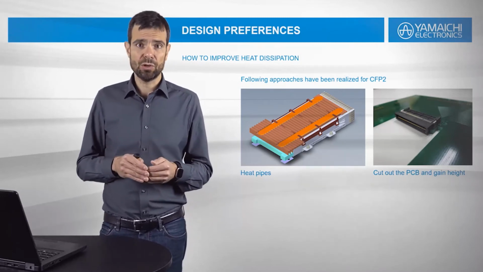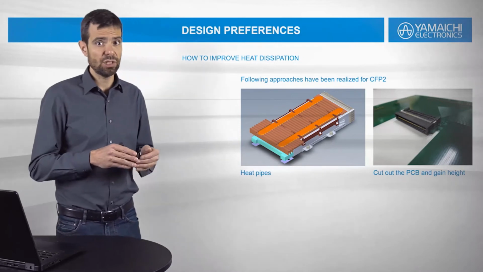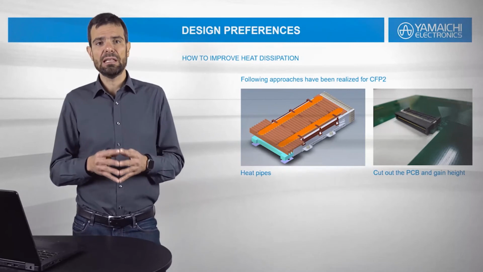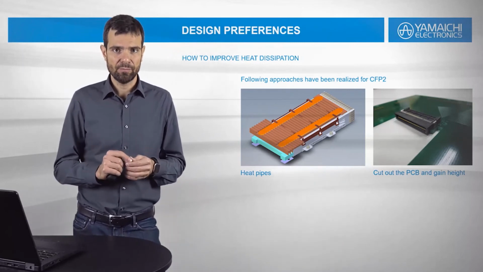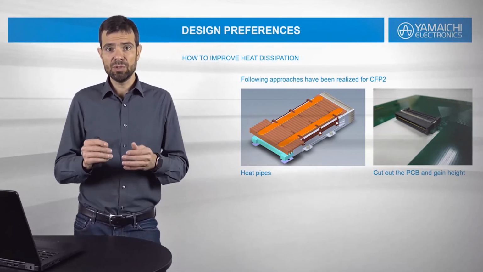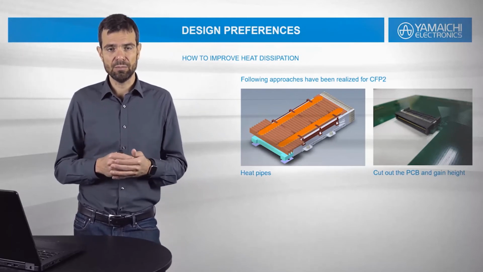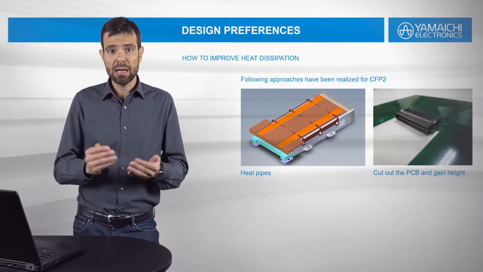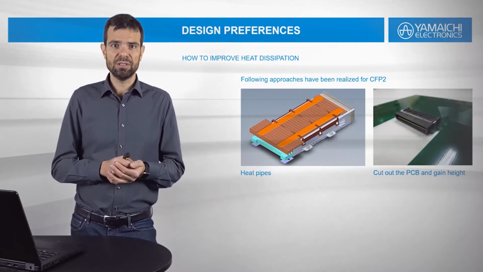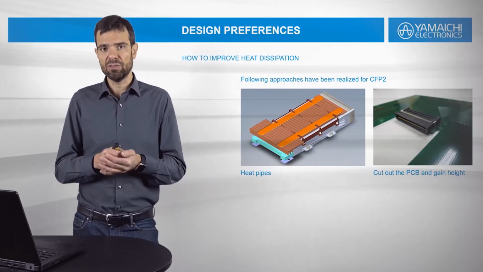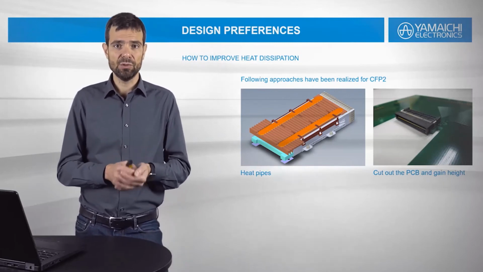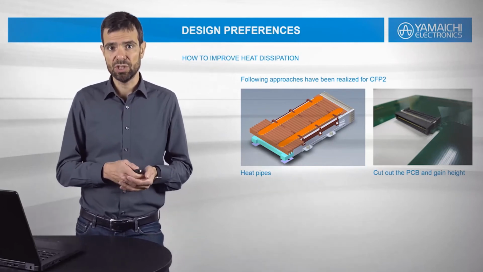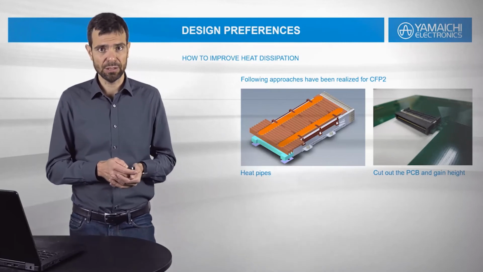A not so orthodox approach to improve the heat dissipation is to cut out the PCB. Cutting out the PCB will allow you to gain some height. This height can be used to improve the airflow, for example, or to increase the fins of the heat sinks. Or, as a last option, you can simply reduce the height of your housing and realize a half-size rack unit OTN device equipped with CFP, which is quite flat and compact if you think about it.